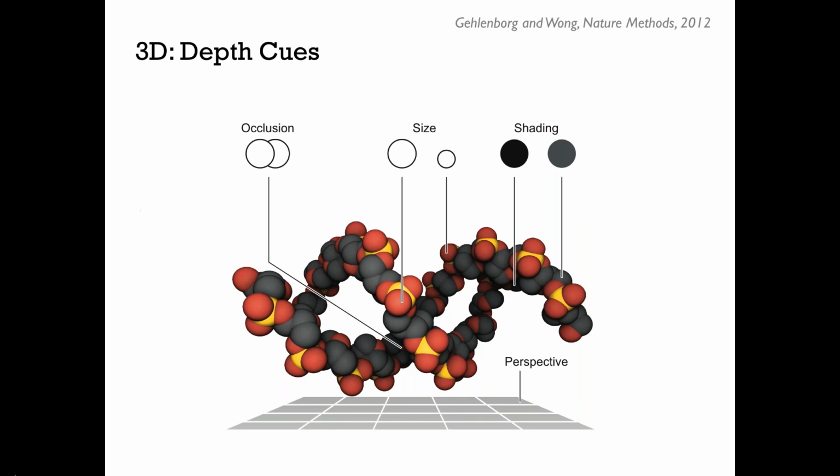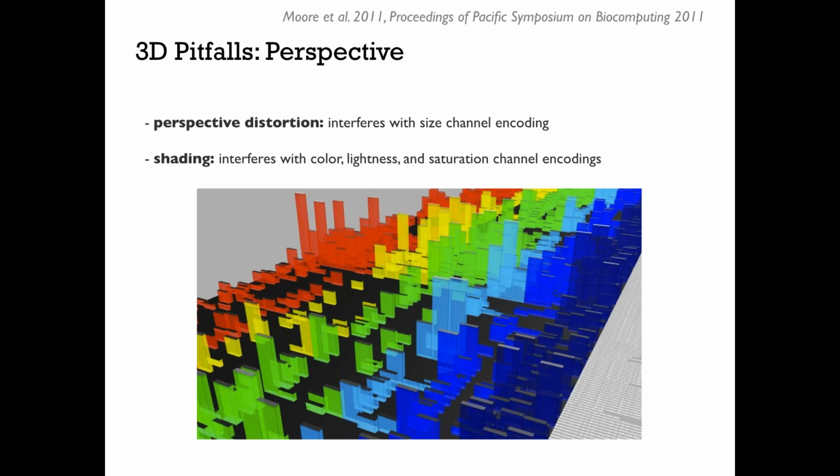So here's an example. I don't want to go into much detail. It's a three-dimensional heat map which encodes additional values. For example, here we see problem number one. We have perspective. That means there's distortion. Things that are closer to us will naturally appear taller and larger than things that are further away. So we've got to be careful with that.